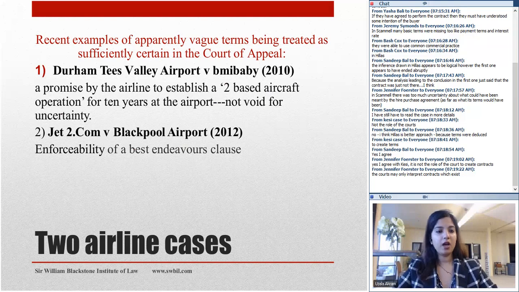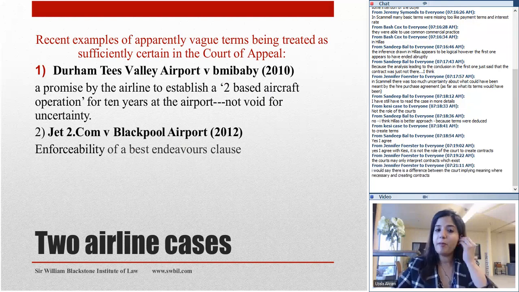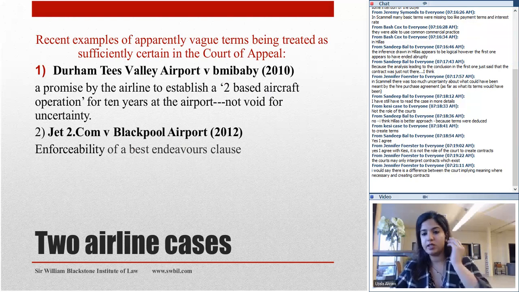Now, there are some recent examples of apparently vague terms being treated as sufficiently certain in courts of appeal. The low-cost flights industry provides us with these recent examples. If you read these cases, you will see that apparently the terms are vague, but they were treated as sufficiently certain in the Court of Appeal.